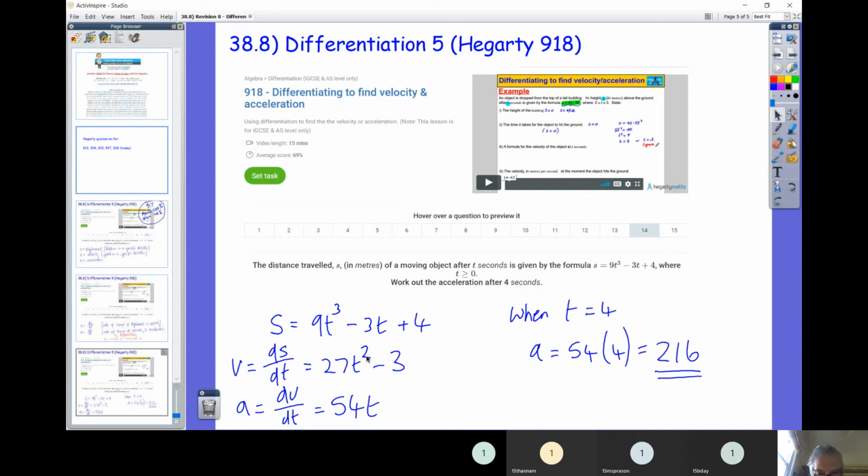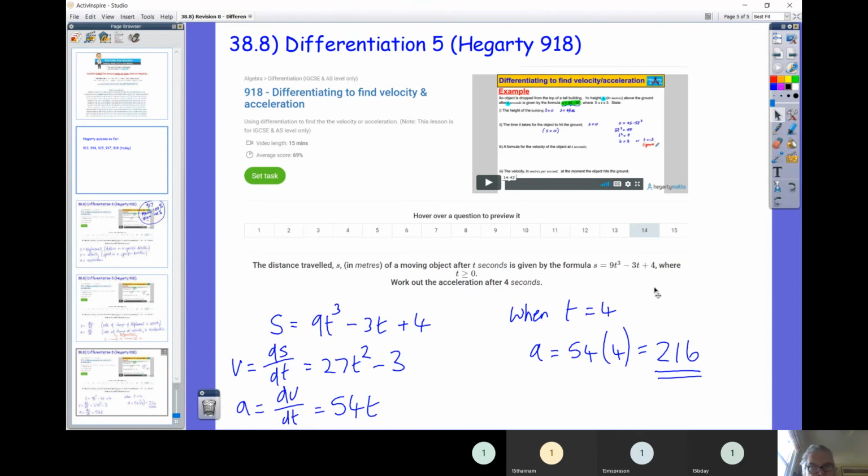Multiply by the current power: 2 lots of 27 is 54. Reduce the power by 1, so t squared becomes t to the power of 1, which is just t. And now the minus 3 falls away. So our acceleration equation is just 54t. The question asks us to work out the acceleration after 4 seconds, so you just put 4 into this equation. 54 times 4 is this, and your work is done.